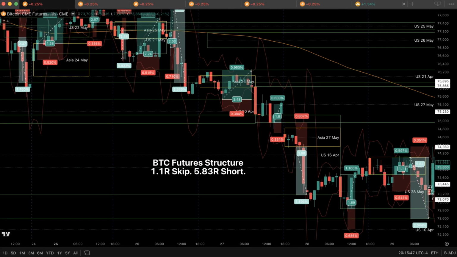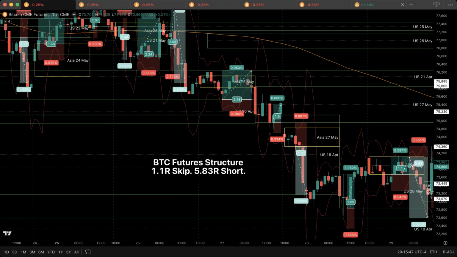Price holds lower memory. But the first long is too weak. The session forms inside tight compression. Before any trade, higher time frame comes first. Monthly, weekly, daily, especially weekly.